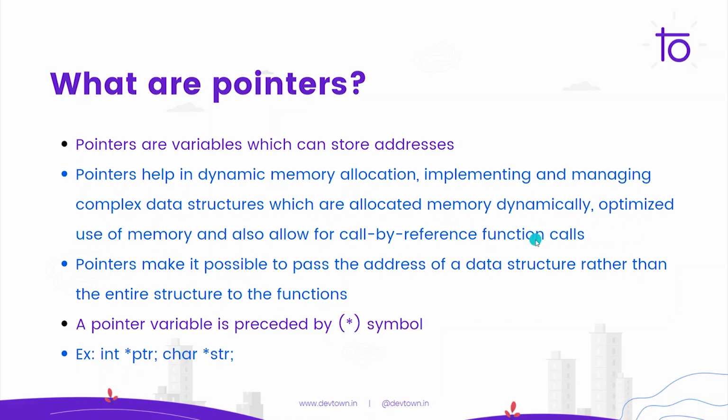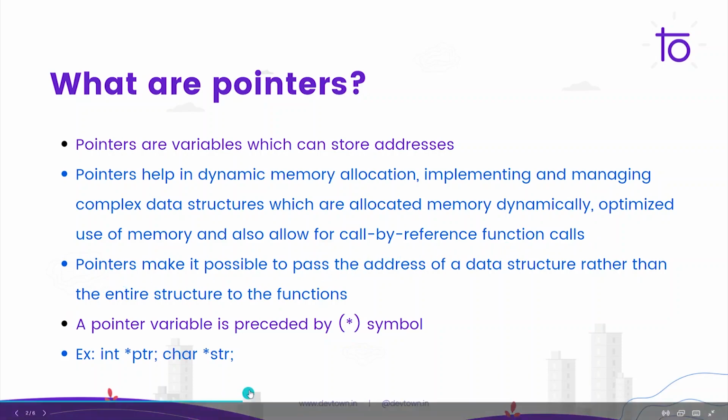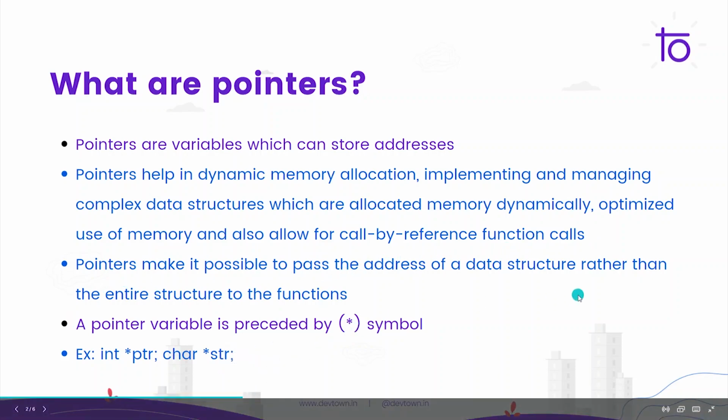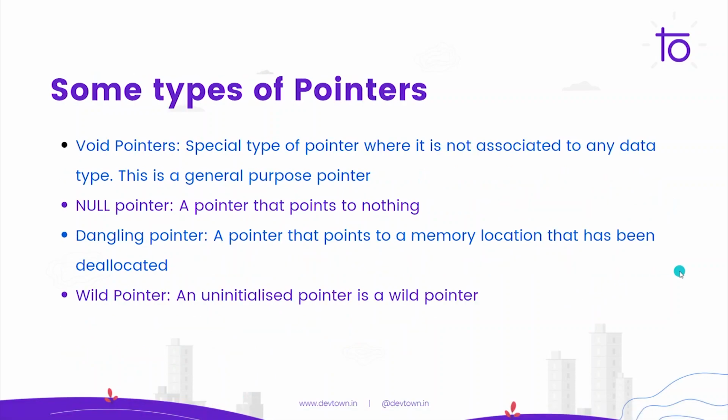So a pointer variable is preceded by an asterisk symbol, and examples are int star ptr, char star str, etc. Some of the different types of pointers are void pointers. They're a special type of pointer which is not associated to any particular data type, so this is known as a general purpose pointer. A null pointer is a pointer that points to nothing. A dangling pointer is a pointer that points to a memory location which has now been deallocated. And a wild pointer is an uninitialized pointer.